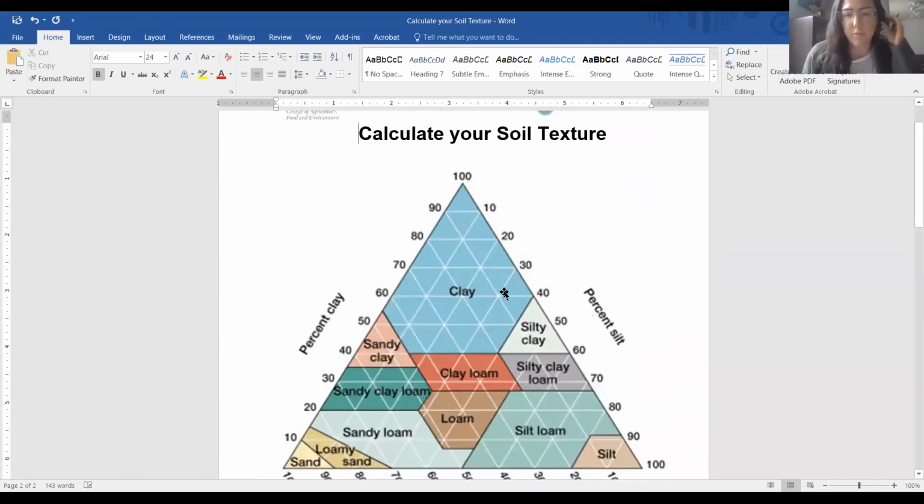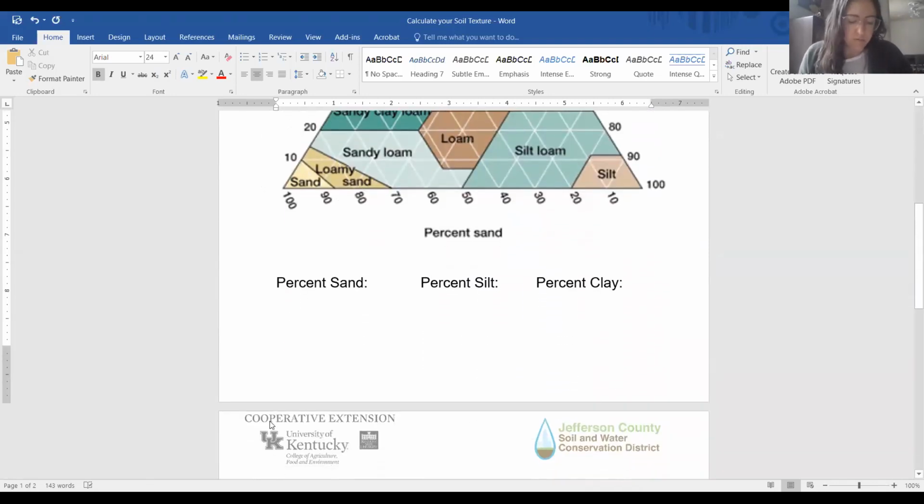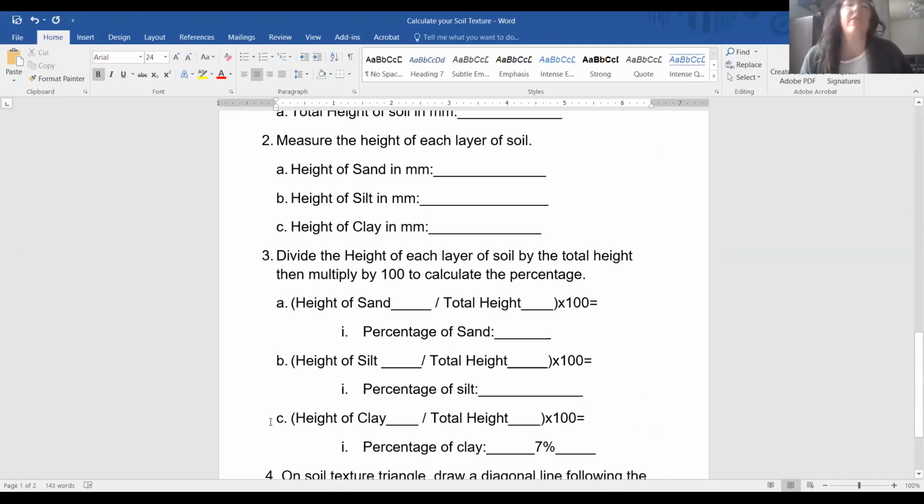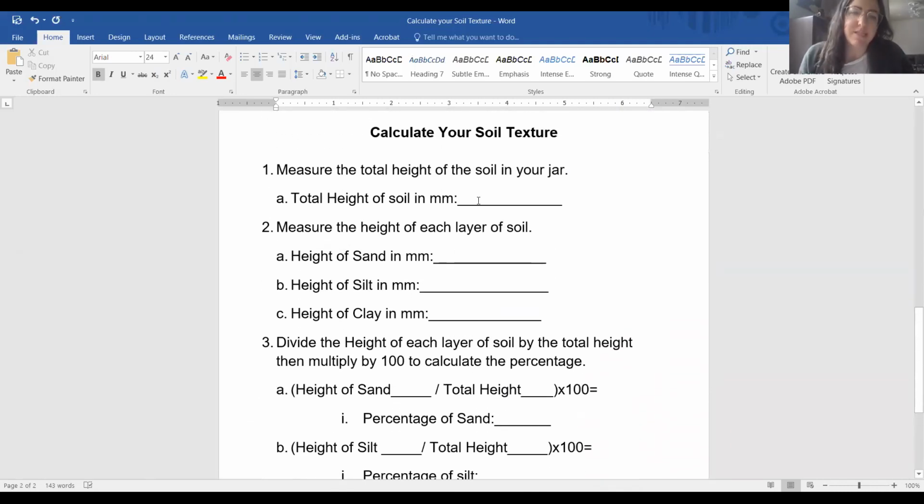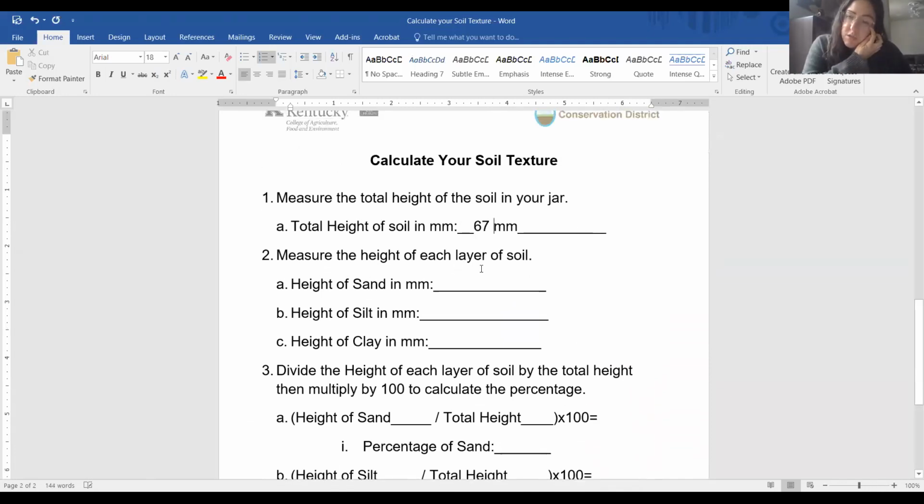Okay, so we're going to move over to the second page of the worksheet and do some more calculations so we can actually determine, now that we have the measurements of each layer, we're going to convert that into a percentage because we want to know what percent of, it's 67 for the total height, Bethany. What percentage each layer makes up of our total soil height. So 23 was silt and 2 is clay.